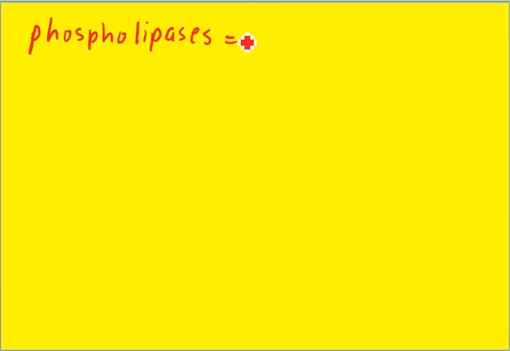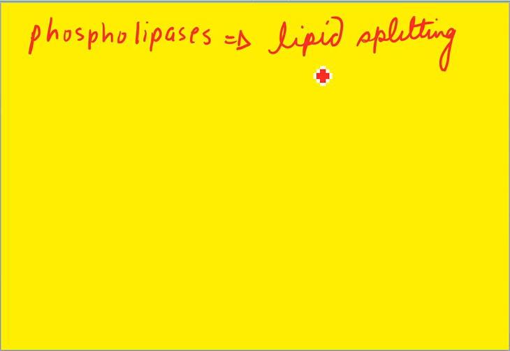Phospholipases are enzymes that split lipids. So they are lipid splitting enzymes. Anything with an -ase is generally something that splits. Don't go with kinases, because kinase definitely doesn't split stuff. I can't think of a better example, but anyway, phospholipases for now are lipid splitting enzymes.